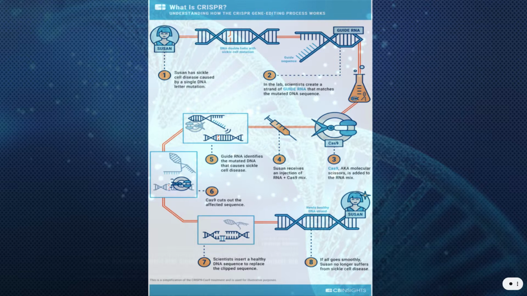Step 4, Susan receives an injection of that RNA-Cas9 mix. Then, guide RNA identifies that mutated DNA that causes the sickle cell disease. Then step 6, Cas9 cuts out that affected sequence. In step 7, scientists insert a healthy DNA sequence to replace the clipped sequence that we just cut using Cas9. Lastly, if all goes smoothly, Susan will no longer suffer from sickle cell disease and will have a newly healthy DNA strand.